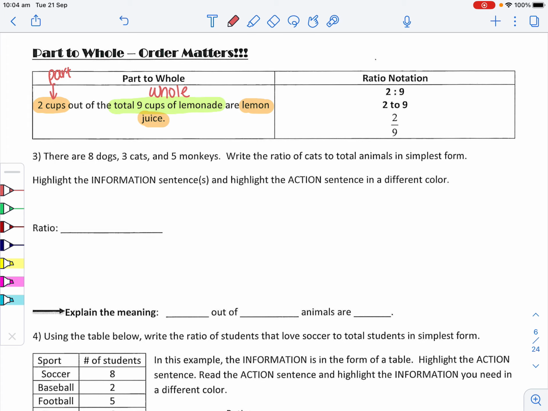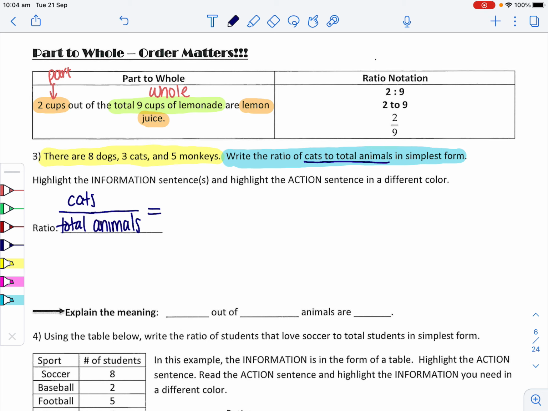So it says there are 8 dogs, 3 cats, and 5 monkeys. That is my information sentence, so I'm going to highlight it in yellow. Write the ratio of cats to total animals in simplest form. That is my action sentence. It's telling me to do something. So I am going to get what I need from the action sentence and write my ratio in words first. So it says write the ratio of cats to total animals. So when I write my ratio, I'm going to write cats on top and total animals on the bottom. I'm going to have my equal sign.